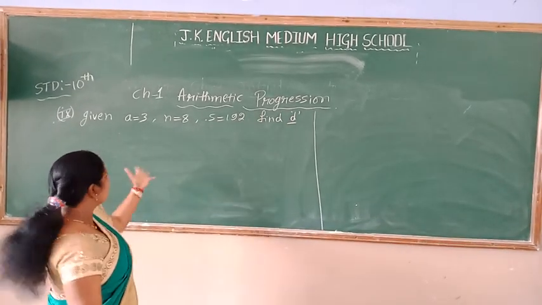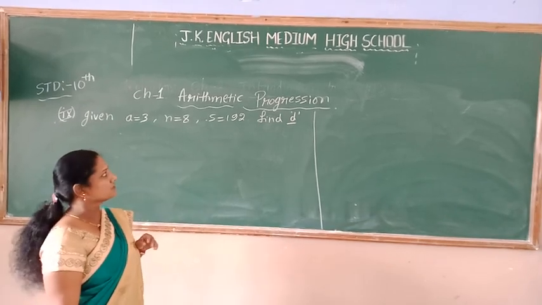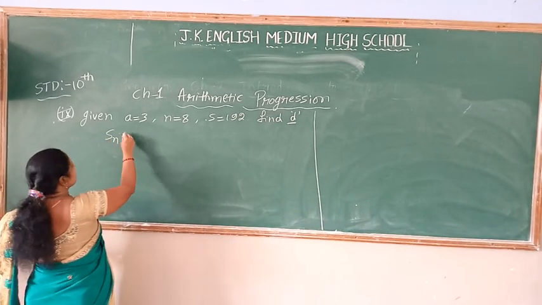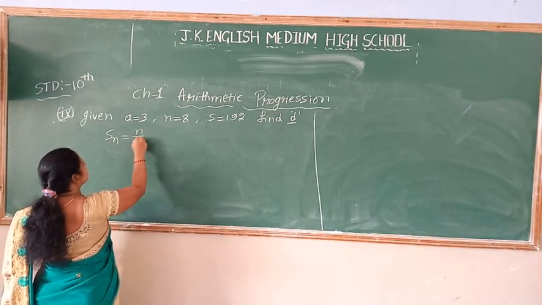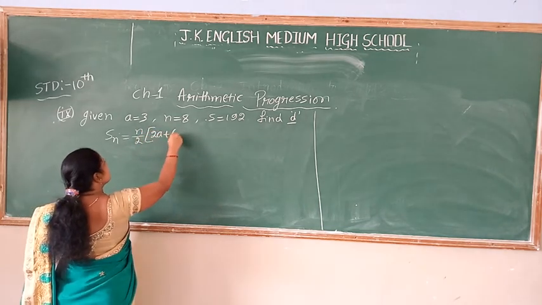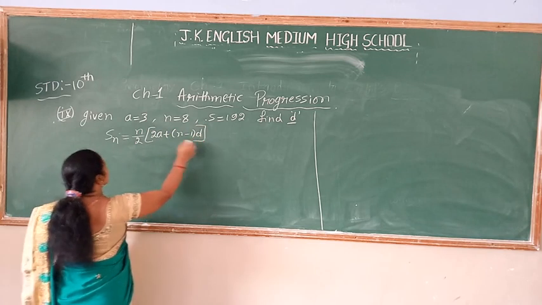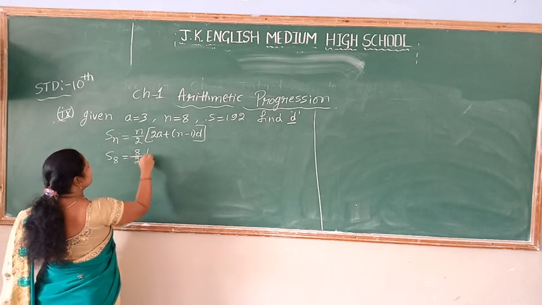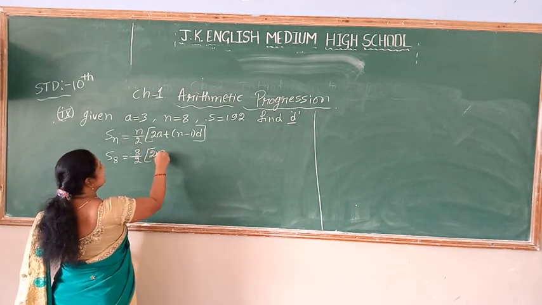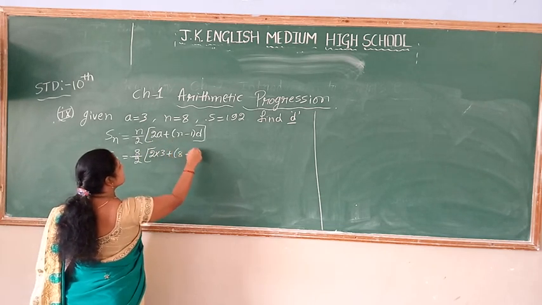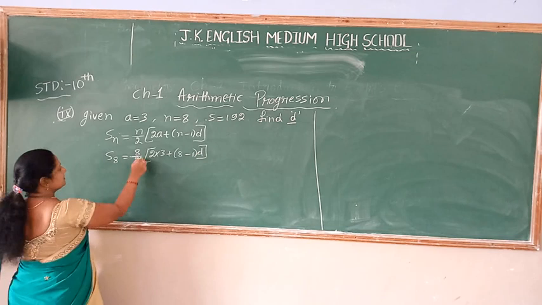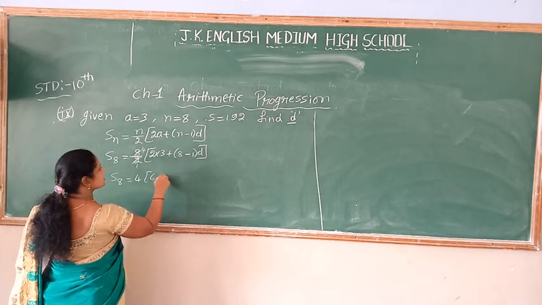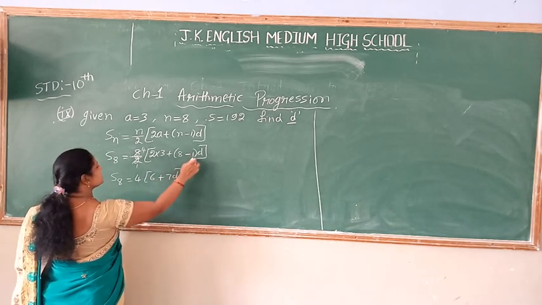What values are given? The a value, the n value, and the sum of n terms of this AP are given. I will find d then. So I can use the formula for the sum of n terms, because I know the values. Sum of n terms is equal to n by 2 into 2a plus n minus 1 into d. Substituting a and n, the only variable that remains is d. Sum of 8 terms is equal to 4 into 6 plus 7d, since 8 minus 1 is 7d.